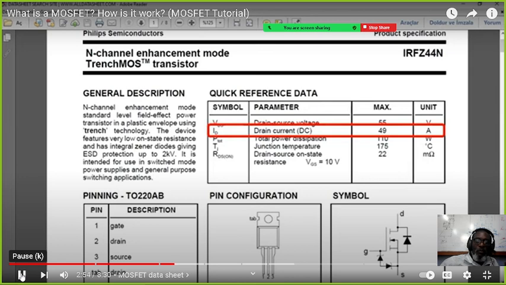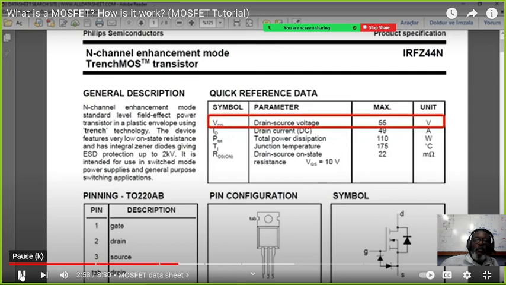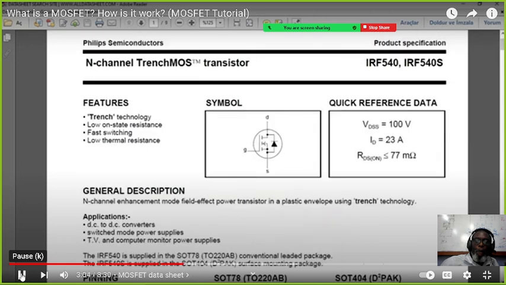This current value is really a great value. In addition, a maximum voltage of 55 volts can be controlled with this MOSFET. When we look at the datasheet of the IRF540 MOSFET, another widely used MOSFET, there is information that a maximum current of 23 amps and a maximum voltage of 100 volts can be controlled with it.